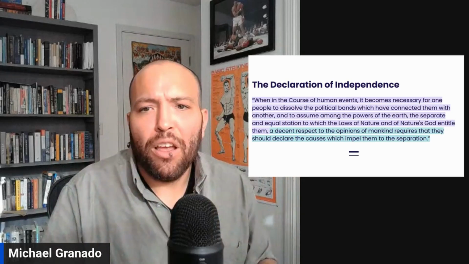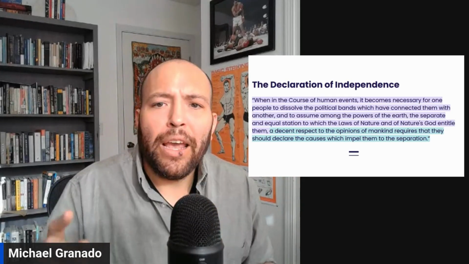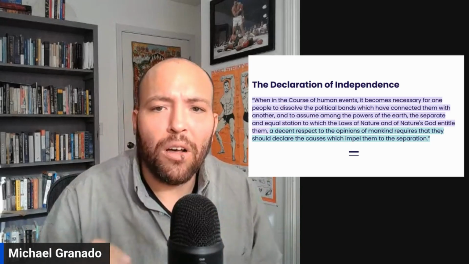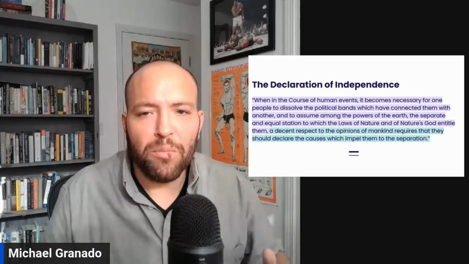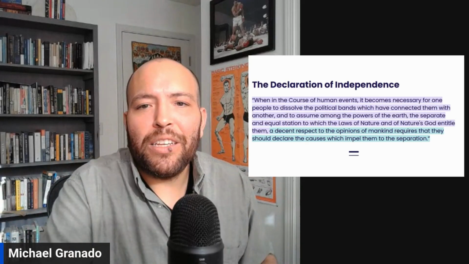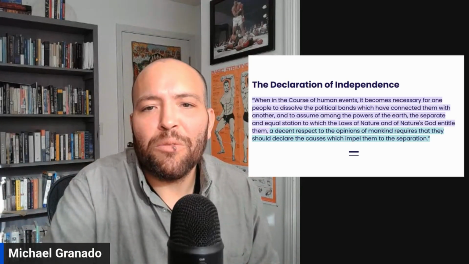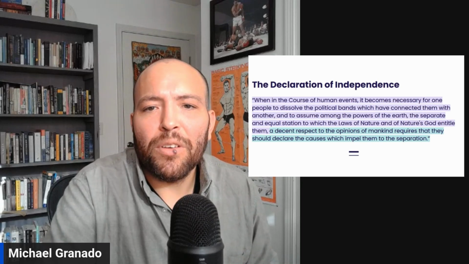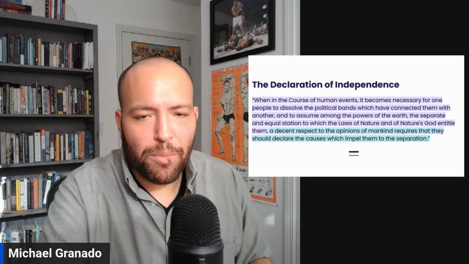"We were dissolving those political bands and assume among the powers of the earth the separate and equal station to which the law of nature," there's this idea in the Enlightenment that there are certain natural laws, different story for a different day, "as well as nature's God, entitle them. A decent respect to the opinions of mankind requires that they should declare the causes of their independence, declare the causes which impel them to the separation."